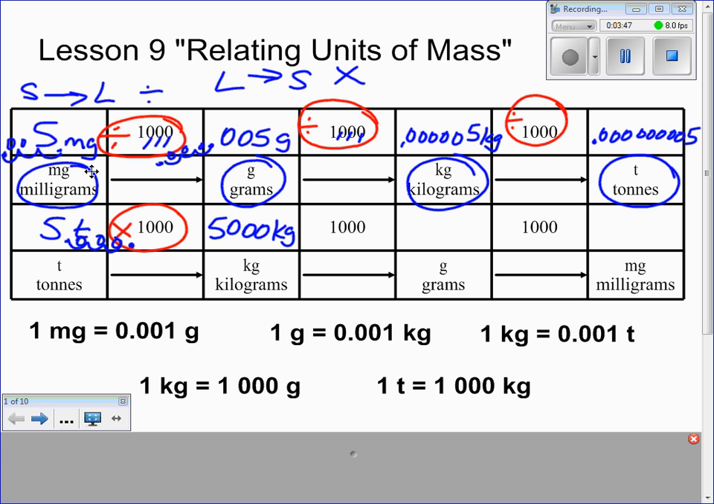I can continue to grams and multiply by 1,000. So I'll essentially add 3 zeros, which gives me 5, 1, 2, 3, 1, 2, 3. So it's actually 5 million grams. And if I went all the way to milligrams, I would multiply by 1,000 again in order to get 5 billion milligrams.